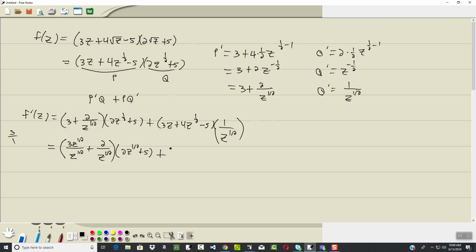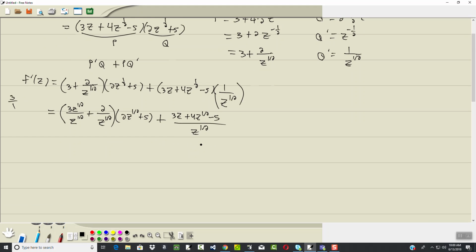Now here I'll go ahead and put this into a single fraction. So we've got 3z plus 4z to the 1/2 minus 5 over z to the 1/2. Now here this becomes 3z to the 1/2 plus 2 over z to the 1/2, times 2z to the 1/2 plus 5, plus 3z plus 4z to the 1/2 minus 5 over z to the 1/2.